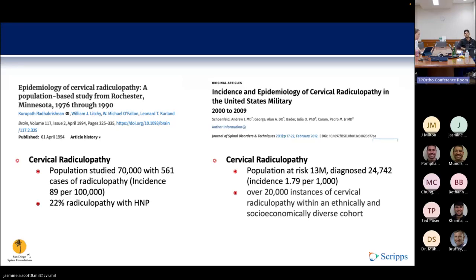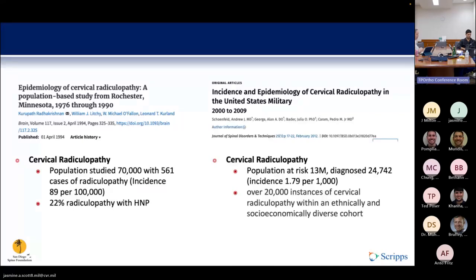One of the things this paper talked about is that while the Defense Medical Database may not be a completely accurate representation of the population of the United States as a whole, it certainly is a far more racially and socioeconomically diverse cohort than the 70,000 patients that live in Rochester, Minnesota. And the number of patients studied is substantially higher. So rather than only having 561 cases of radiculopathy, they had almost 25,000 cases. Just making the argument that maybe it's a little bit more prevalent, or the incidence is a little bit higher than we thought based on the Mayo paper.